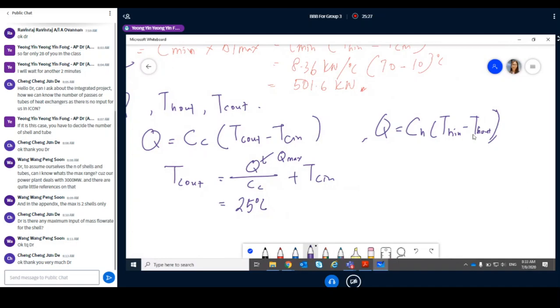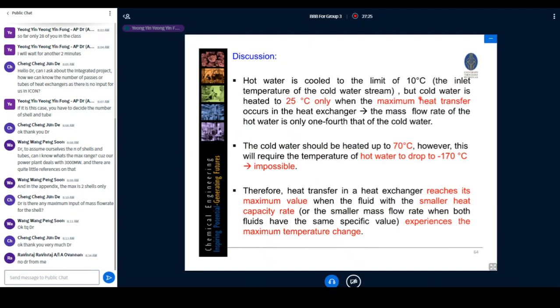So it's being cooled to the limit of 10 degrees C, the inlet of the cold stream already. But however, why is the cold water only heated up to 25 degrees C? The hot stream can be cooled from 70 to 10. But why is the cold stream only able to heat up from 10 to 25? Any logical thinking from you all?